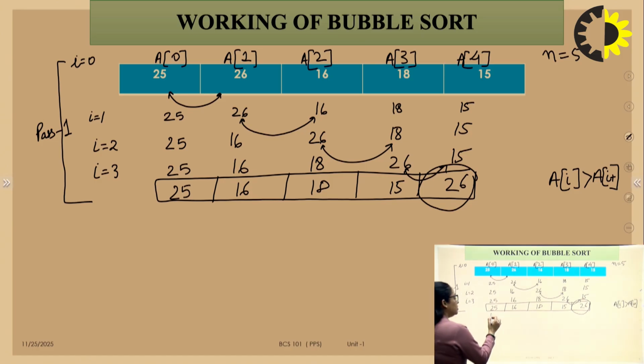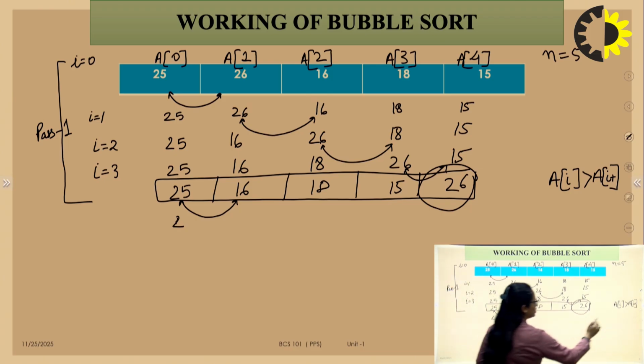Now again, the first 2 elements get compared, 25 and 16. When compared, is 25 greater than 16? Yes or no? Yes. Then that means one more time, what do we have to do? We have to perform swapping.